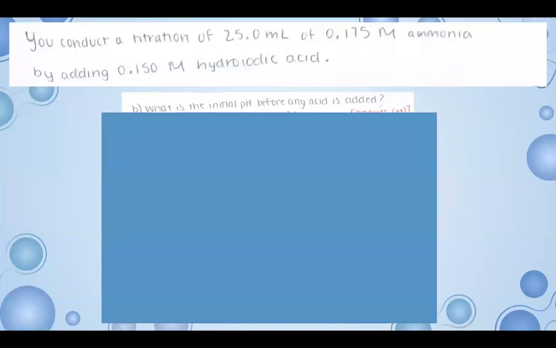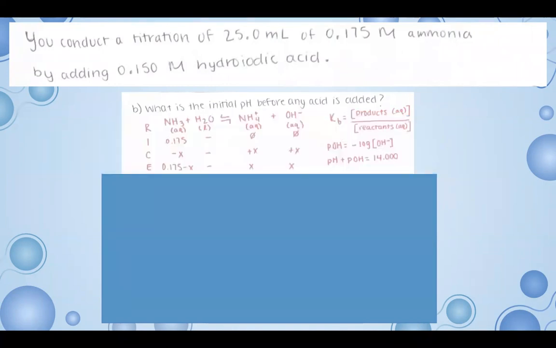And for part B, it's asking us what the initial pH is before any acid is added. To preface, we know that if there's just base in the flask, that the pH should be basic and greater than 7. And basically what we're going to do is set up a RICE table to help us eventually find the pH of the sample. So we have our equations that we're using. The base dissociation constant equals the concentration of the products over reactants. pOH equals negative log of OH- concentration, and pH plus pOH gives 14.